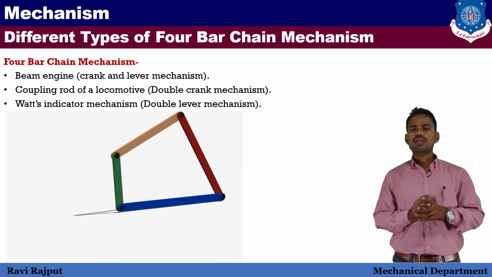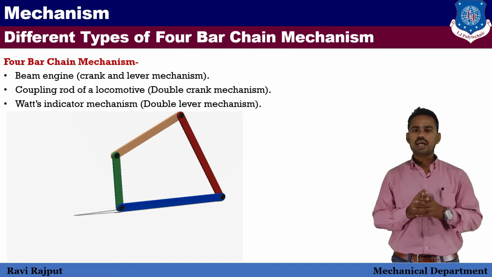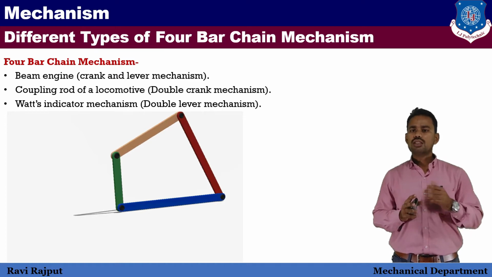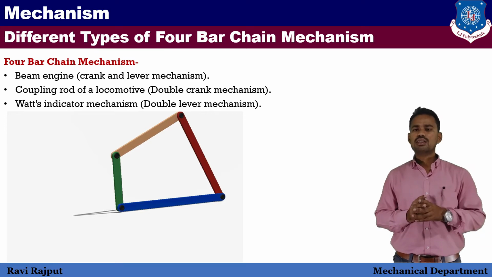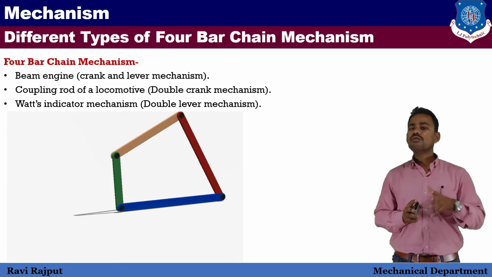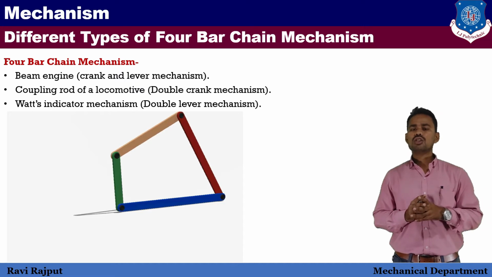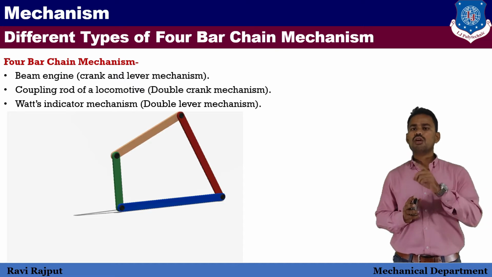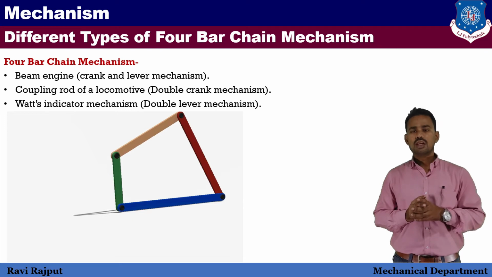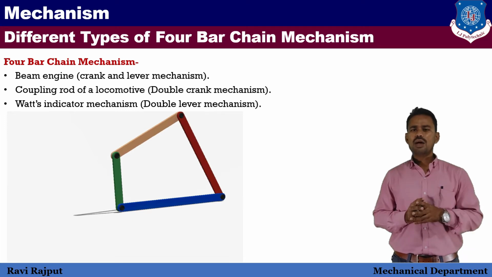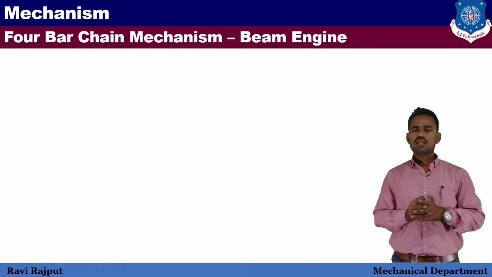One of the links must be fixed in order to achieve a mechanism. While we fix different links, like here in the video the blue one was the fixed link, if we fix the green one or yellow one or red one, then it will cause an inversion of this 4-bar chain mechanism. There are different parts like crank, connecting rod, frame, etc. And we will study the first inversion, that is beam engine. So let's start. So what is beam engine?